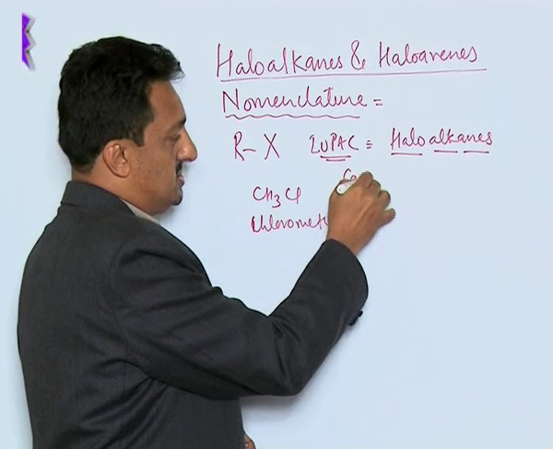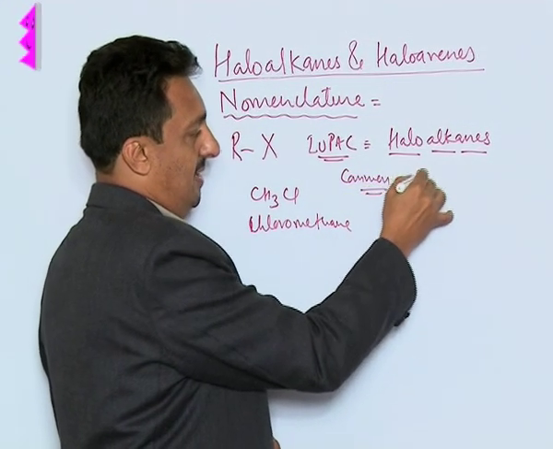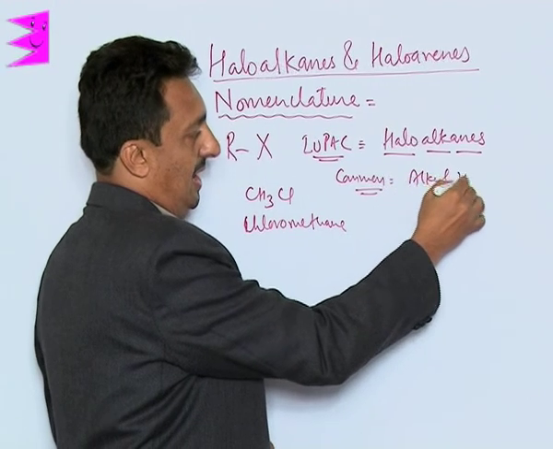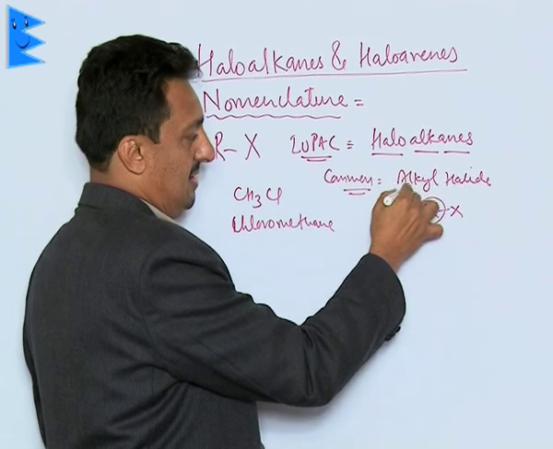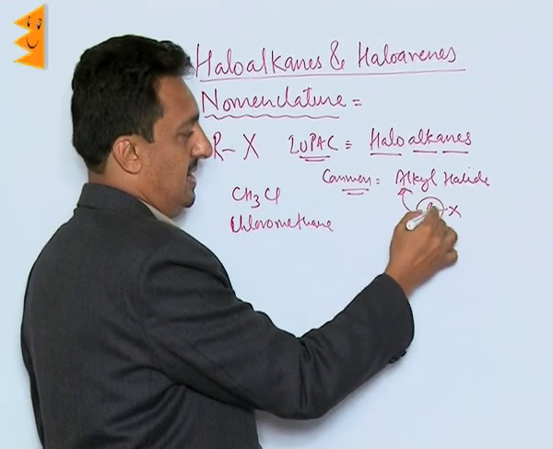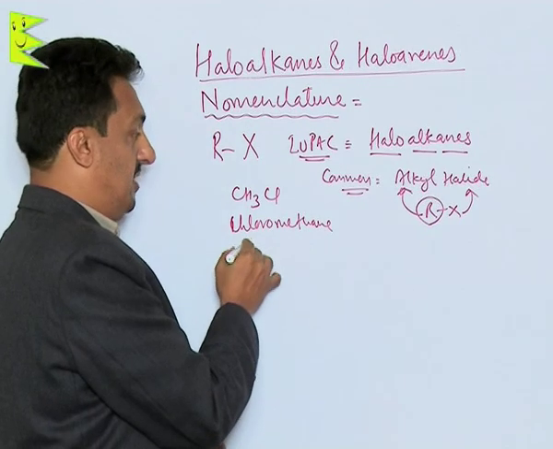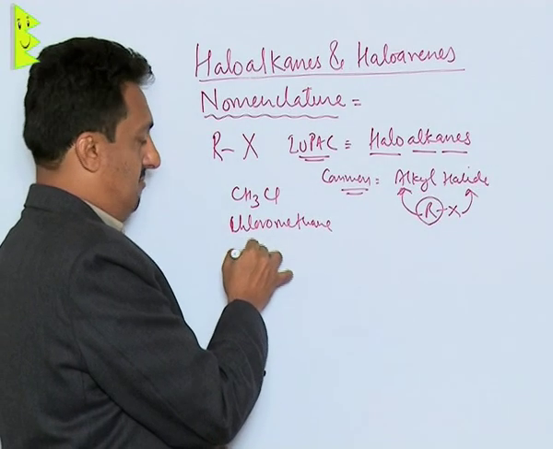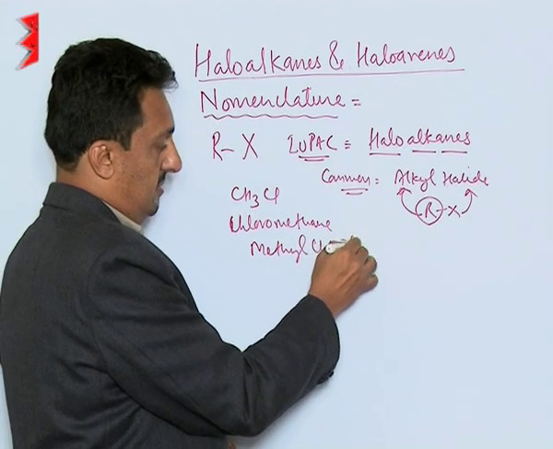We also use common nomenclature. In common nomenclature, we call them alkyl halides. So R is given by the name alkyl and X is indicated by what? Halide. So in common nomenclature, we will call it what? Methyl chloride.